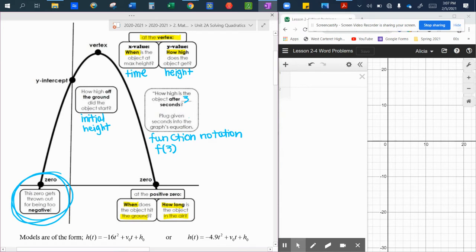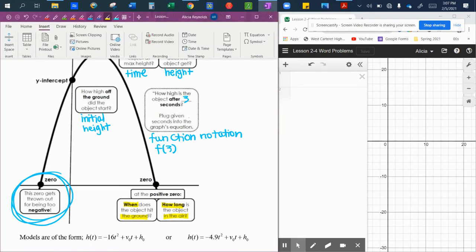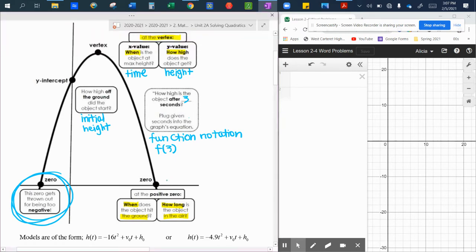Either way, we need to understand that when our object hits the ground, this is when y equals 0. And our y-intercept is when x equals 0. So before the time starts, before it is launched.